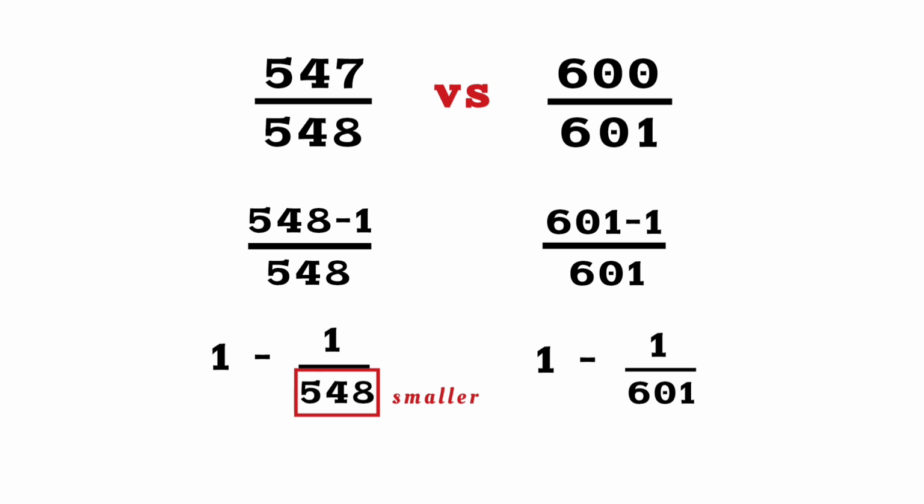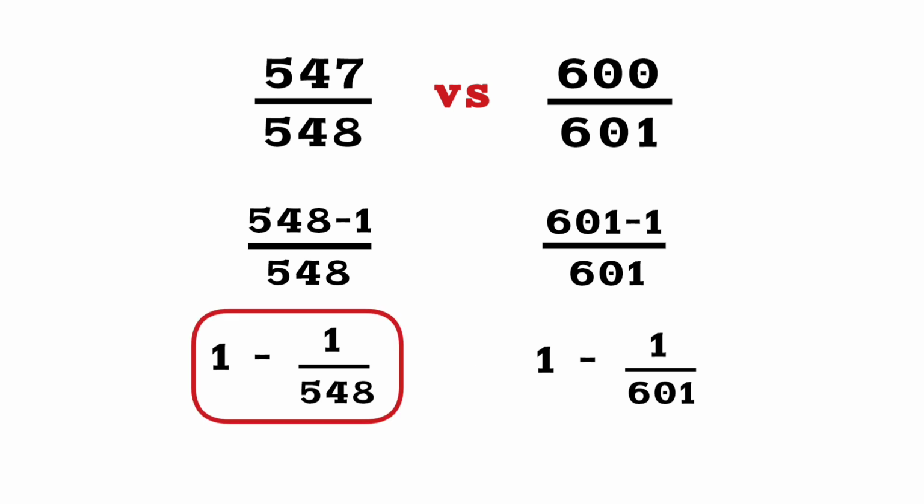If the denominator is smaller, the fraction would be larger. That means 1 by 548 will be larger than 1 by 601. And when you are subtracting a larger number from the same quantity, it will result in a smaller value. Therefore, 547 by 548 is less than 600 upon 601.